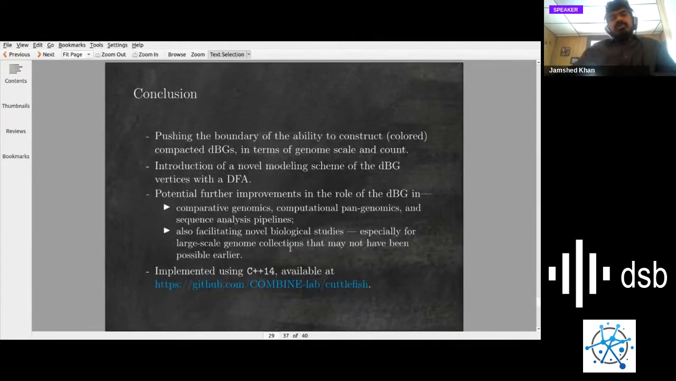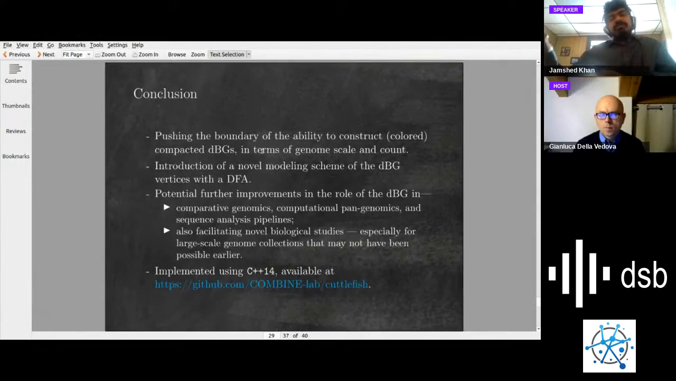So to wrap up the talk, we introduce this new algorithm to compact colored de Bruijn graphs from sets of references that shows promising results. The improvements stem from this novel modeling scheme of de Bruijn graph vertices using a DFA. The tool is publicly available, implemented in C++14, and available at this URL.